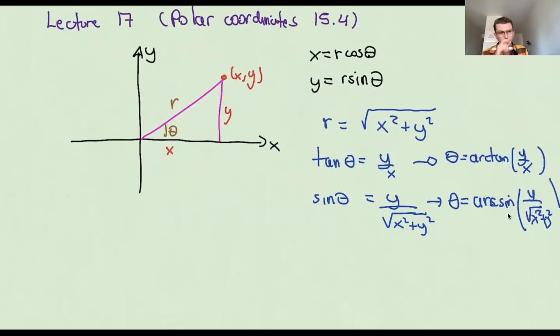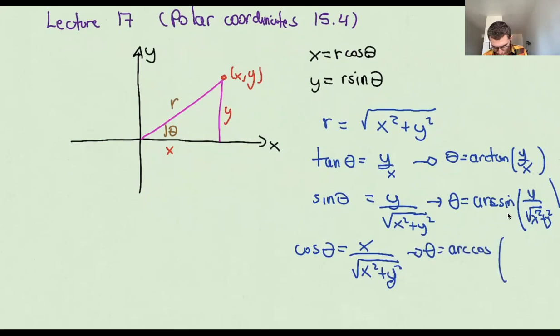And you could do the same with cosine, right? You could also say that cosine of theta equals x over the hypotenuse. And so you could say that theta equals the arc cosine of x over root of x squared plus y squared. The last two are maybe written less frequently just because they have a square root inside the inverse trig function. So that's not that common. Is that okay?